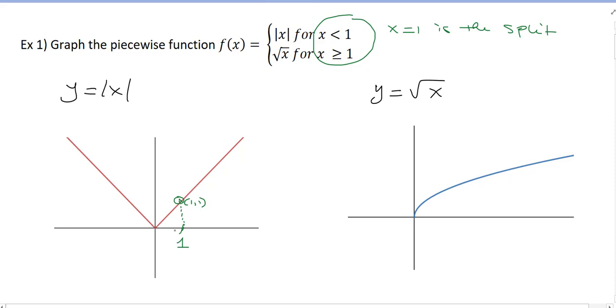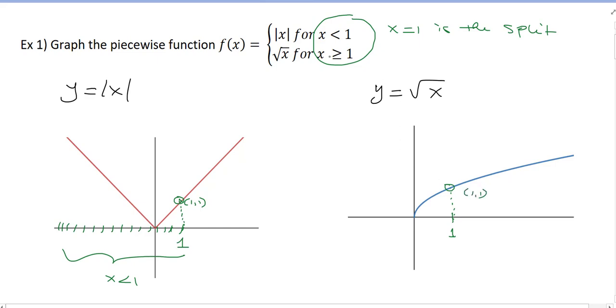So that means we're going to take the part of the graph that is on this side when x is less than 1. So we're going to look like the absolute value of x just from negative infinity to 1, not including 1. And then when x is equal to 1 and greater, we're going to look like the square root of x. So same thing, we're going to identify our split point, which is x equals 1, and then we're going to go to the graph and notice that that is also the point (1, 1).